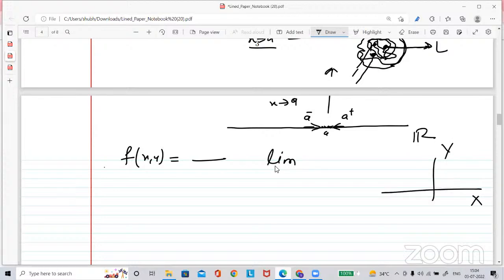So we have two variables here, x and y. Some expression is given, and we want to find the limit of the function. Okay, so take a point.